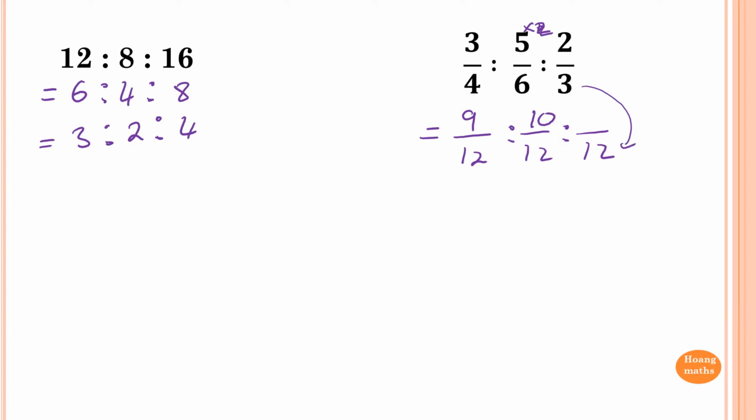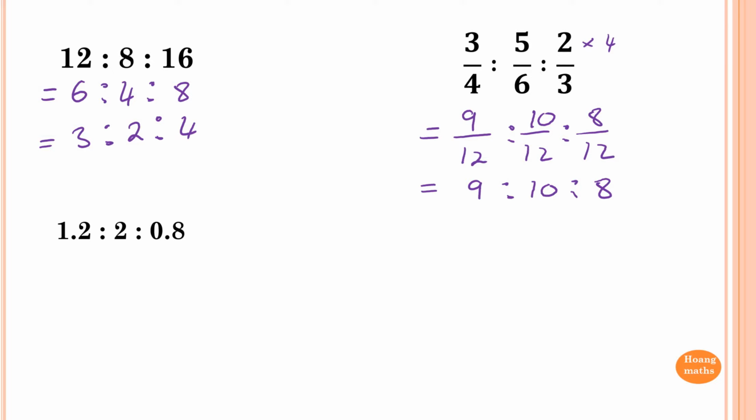From 3 to 12 is times by 4, correct? So the top also times by 4. Simple as that. So 2 times 4 is 8. That's the answer right there. Because the bottom is the same now, you can just ignore the 12. So that gives me 9 to 10 to 8. That's your answer. That's how you do simplified ratio in these kinds of questions.